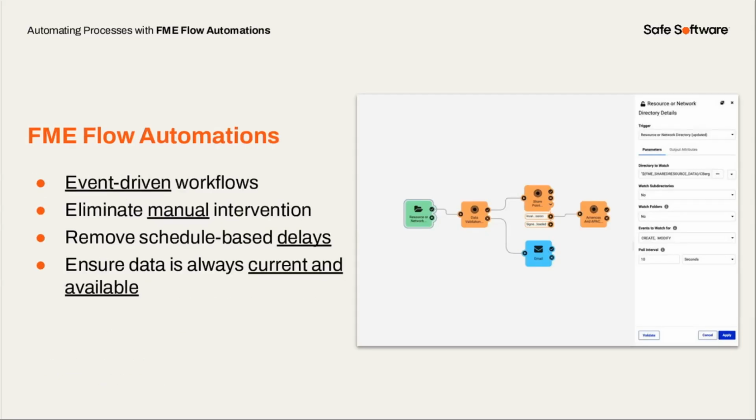So FME Flow automations, again, are your event-driven workflows. These essentially eliminate manual intervention and allow you to string together multiple workspaces to build out sophisticated processes or very basic ones if you only have a basic need for data transformation or application integration.